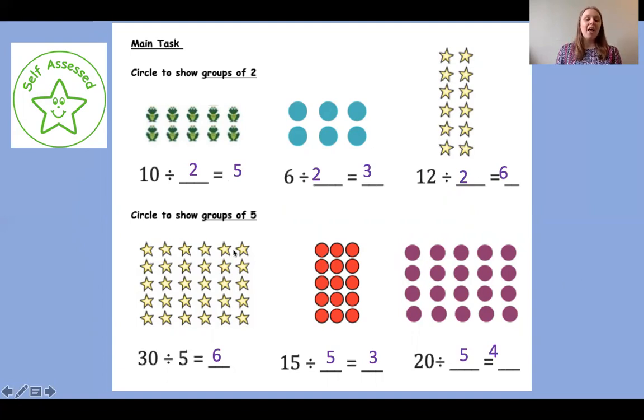Okay, showing groups of 5. So I can see this array is 5 by 6. So if I show equal groups of 5, I should have, following my mouse, you can see we should have 6 groups of 5. Okay, hopefully you've circled 3 groups of 5 on this array of 15. And on here we should have 4 groups of 5 being circled across here. Okay, I'm going to leave that there for a second in case there's something you need to mark off or correct.